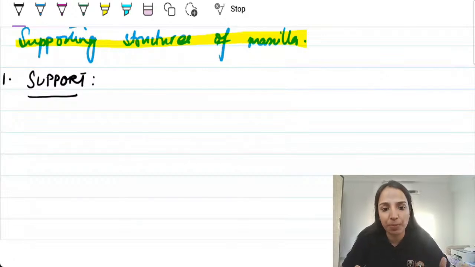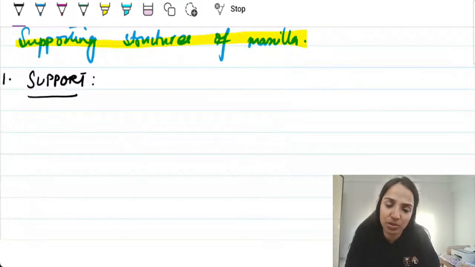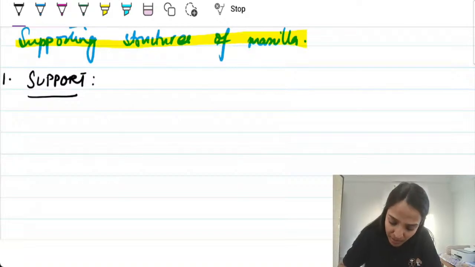So support is a property that is inherent to a prosthesis. A prosthesis should be able to derive support from what? From different structures of the mouth, or different structures of the maxilla. The structures which give it support are called supporting areas of the maxilla, or, because they bear load or stress, they are also called stress-bearing areas.